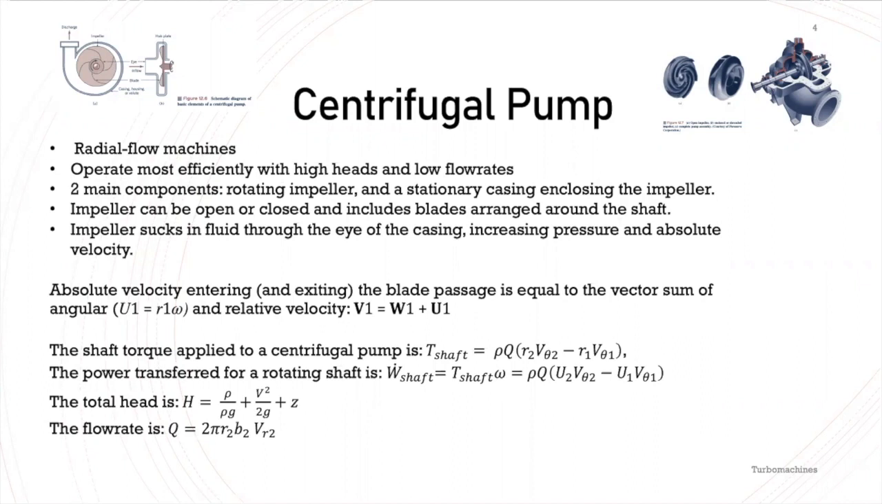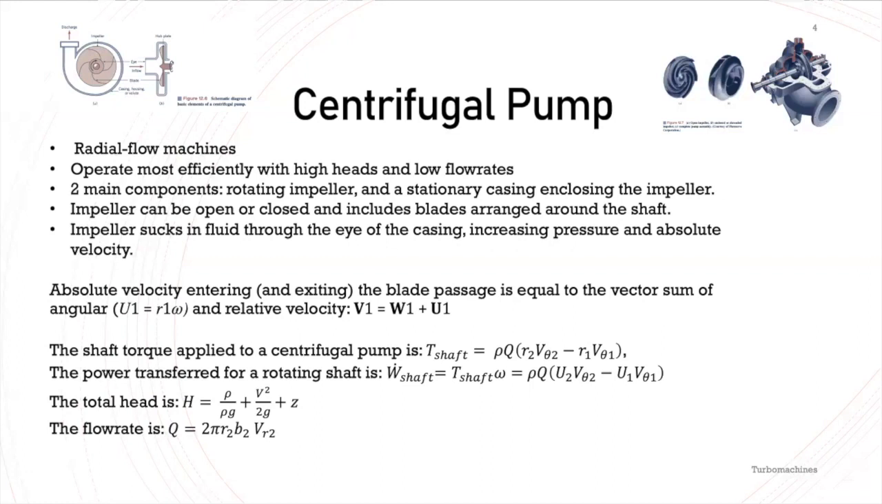The impeller can be open or closed and includes blades arranged around the shaft. The impeller sucks in fluid through the eye of the casing, which increases the pressure and the absolute velocity. The absolute velocity entering or exiting the blade is shown by this equation, and is equal to the vector sum of the blade and relative velocities.